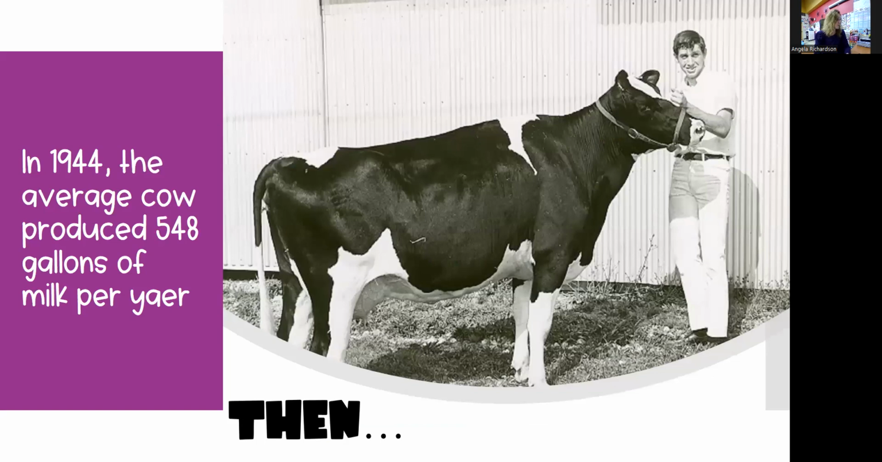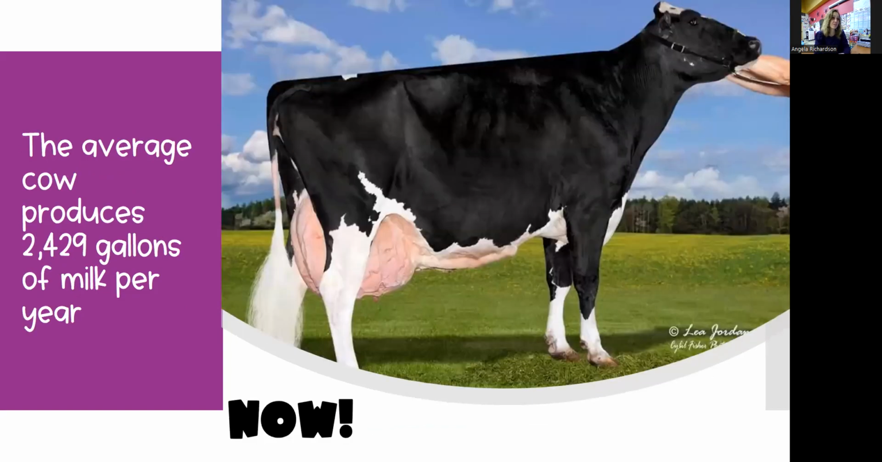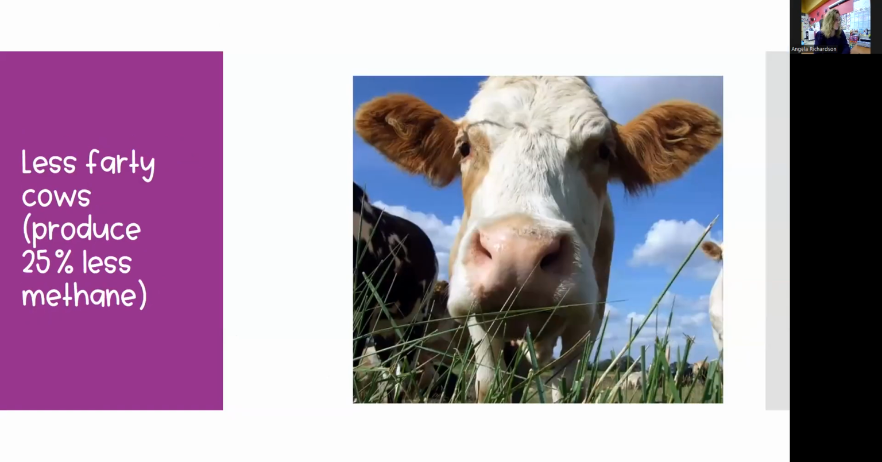Examples of GMO. So in 1944, the average cow produced 548 gallons of milk per year. Through both selective breeding and genetically modifying these organisms, we have now made cows that produce upwards of 2,500 gallons per year. So we have essentially made them produce 5 times the amount of milk that they normally would. We have made cows that are less farty, that produce less methane, because scientists have been able to go in and sequence the genes of the bacteria in their gut that produce the methane and have figured out ways to decrease that type of bacteria.